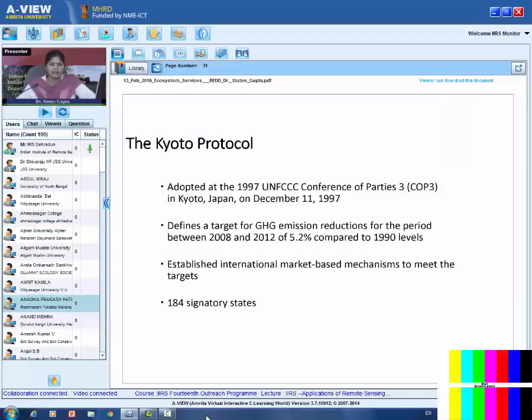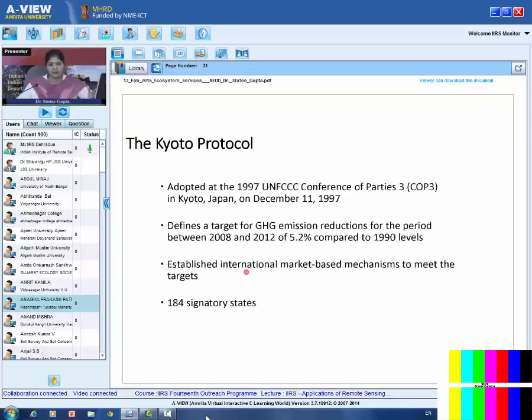This slide tells you a brief account of the Kyoto Protocol, which was adopted in 1997 at UNFCCC Conference of Parties 3, COP3, in Kyoto, Japan. It defines the target for GHG emission reduction for the period between 2008 and 2012 to 5.2% compared to the levels that were there in 1990.